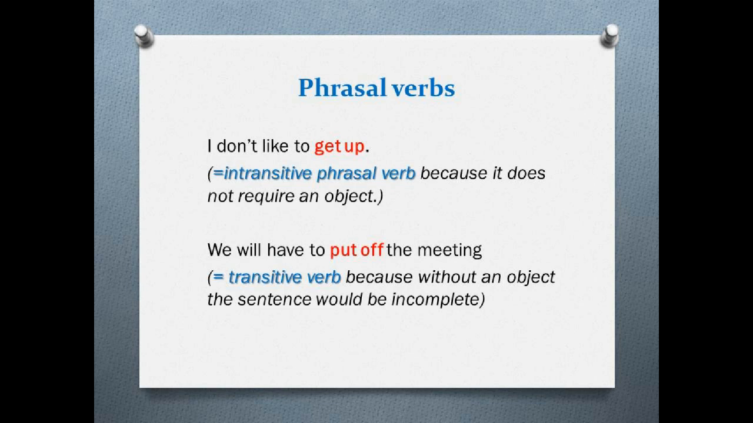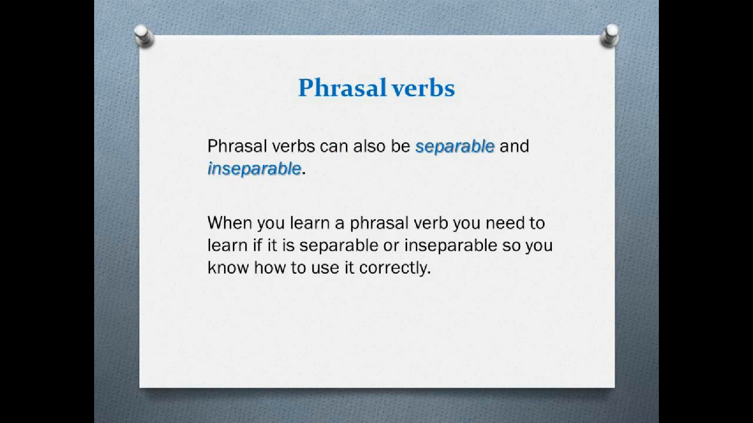But with a transitive phrasal verb, put off, you must follow with an object. So if I just said we will have to put off, we don't know what. So with that one, it's essential to follow with an object. Phrasal verbs can also be separable and inseparable. This means you can separate or not separate the verb and preposition. So the object can go in the middle with separable phrasal verbs, but with inseparable ones, you cannot separate them. It's a really good idea to learn which phrasal verbs are separable and which are inseparable if you want to use them accurately.